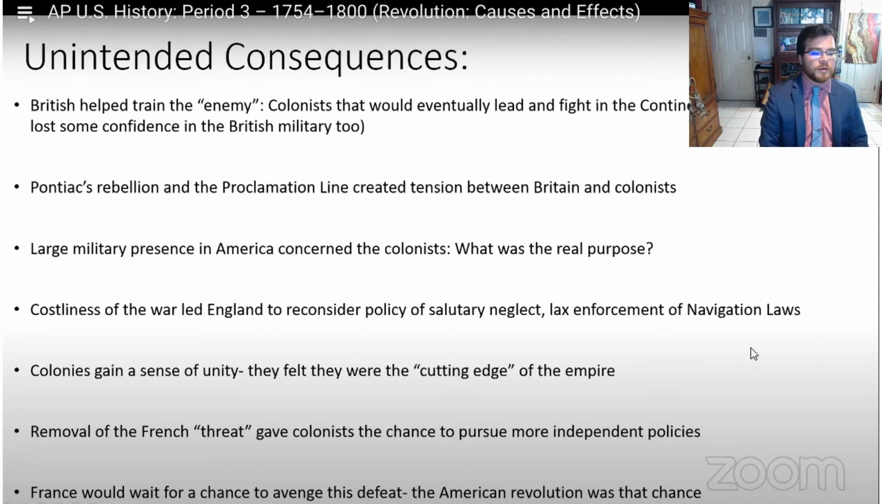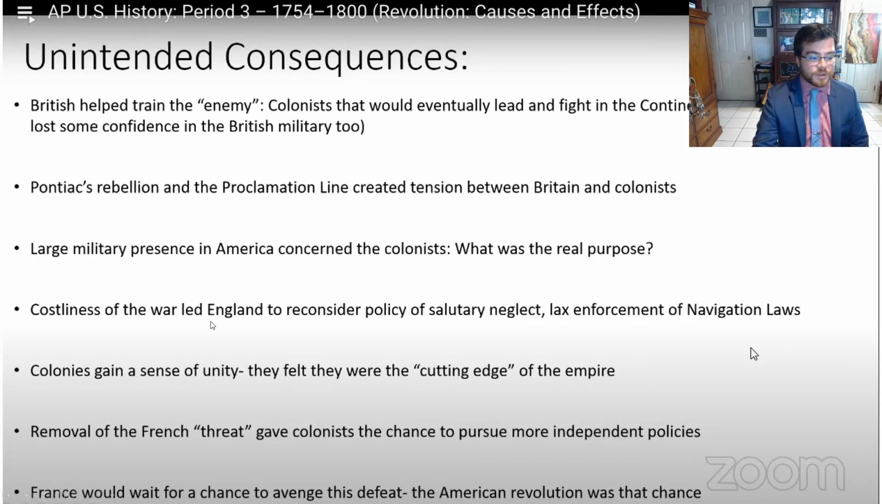Okay, the large military presence in America concerned the colonists. So it kind of got people paranoid, guys. They're like, dude, there are all these British soldiers in the colonies. What's up? Is this a police state? Why are they here? Is it a conspiracy? Are they going to control our lives?